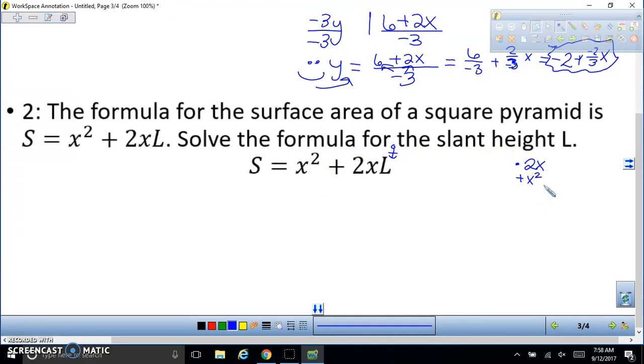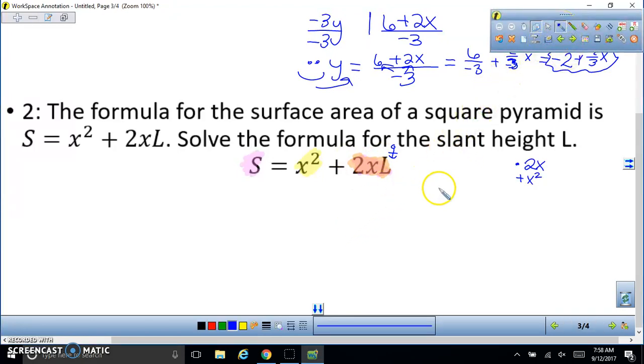Parentheses, no parentheses, like terms. Let's go through and look and see if we have any like terms. S, nothing else with an S. X squared, nothing else with x squared. Okay, and then 2xL and nothing else with 2xL. Oh, I gave it the wrong color. Nothing else with 2xL. There we go. Okay.